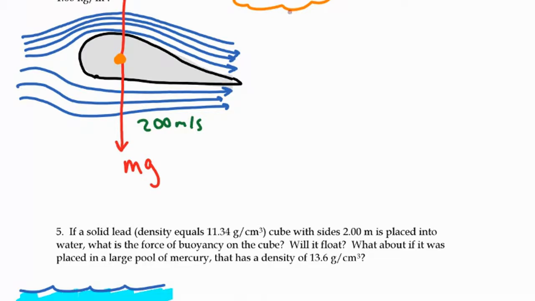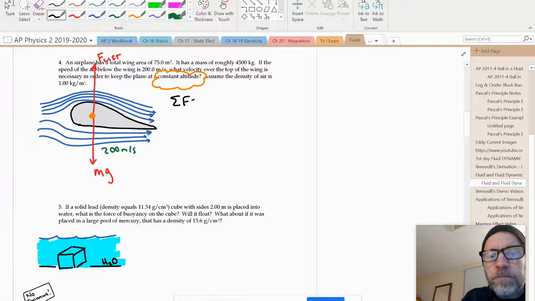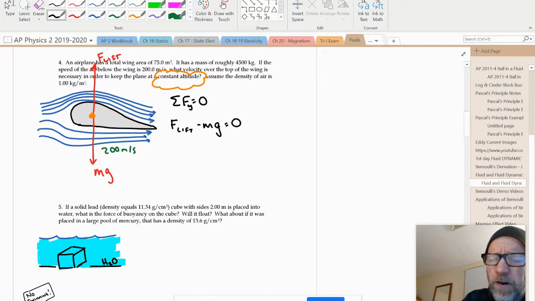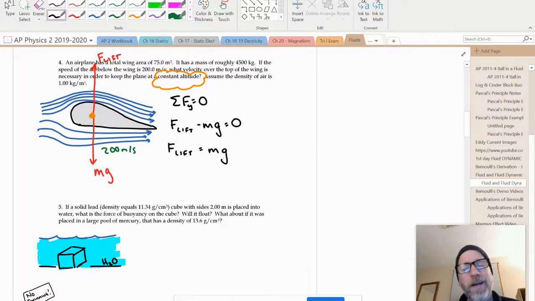Now, I can say the sum of the forces is going to be equal to 0. So in the y direction, that is. So I'm going to have the force of the lift minus mg equals 0. Oh, so the force of the lift is just going to be equal and opposite the weight. Of course it is. Otherwise, the plane falls. All right.